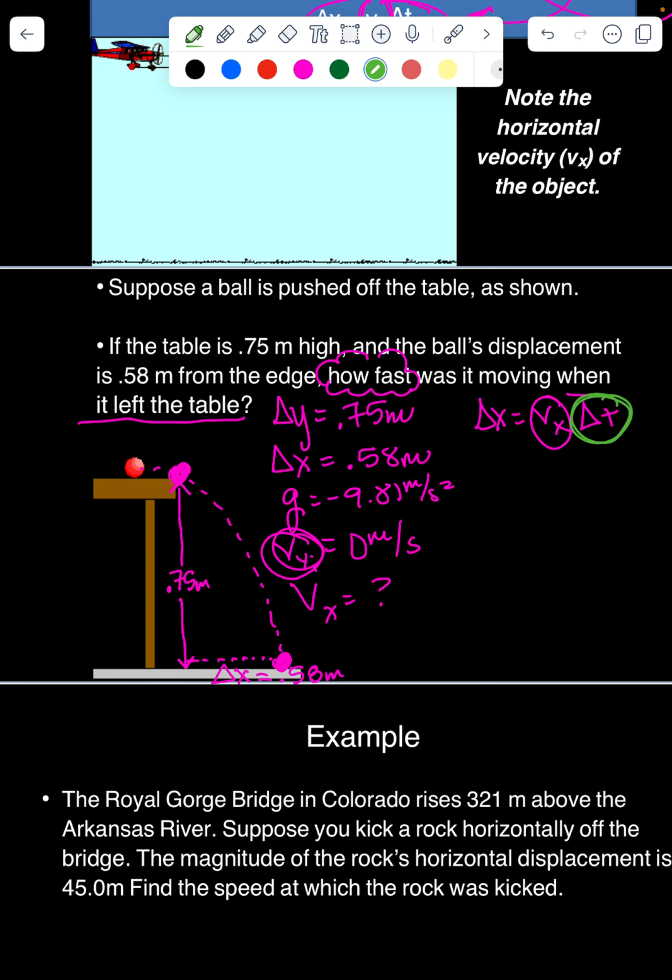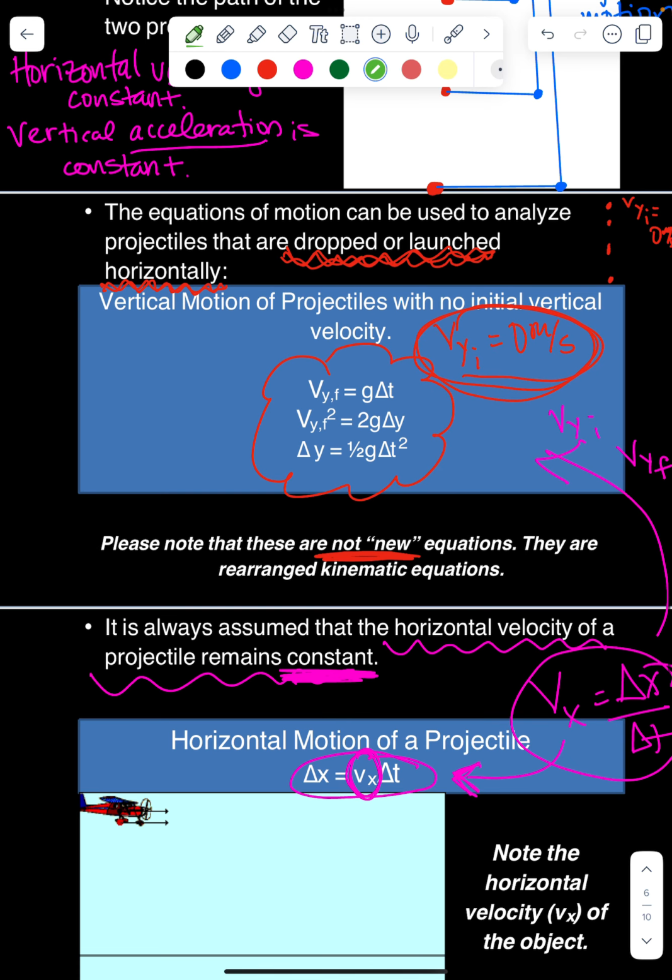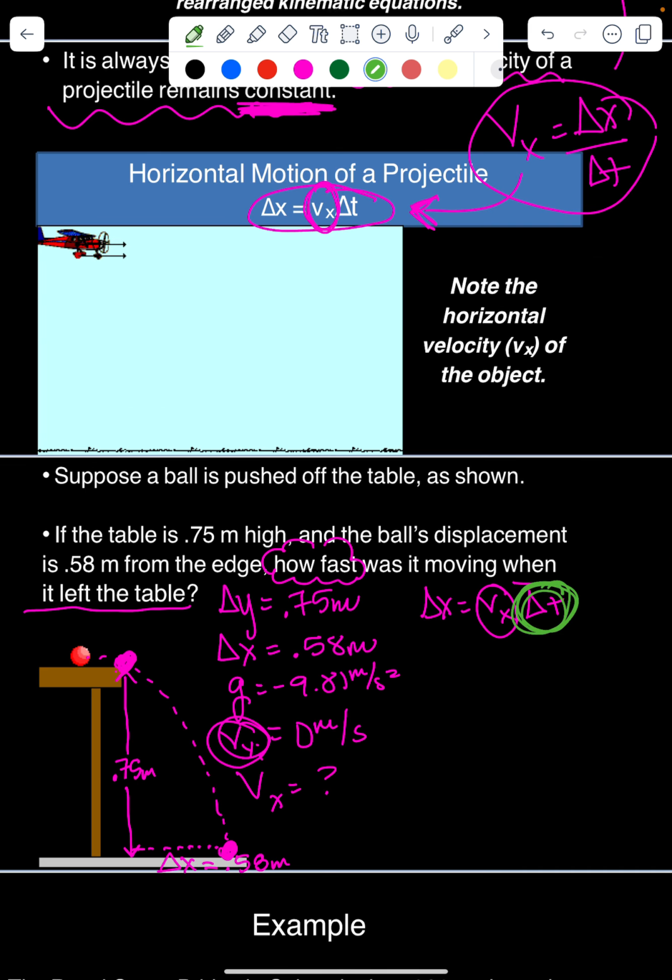I told you that whenever we're dealing with these vertical and horizontal components, they act independently of each other. Horizontal only affects horizontal, vertical only affects vertical, but the variable that connects them both is time. So that tells us that we can use one of these equations to solve for time and then plug that time into this equation to solve for our horizontal velocity.